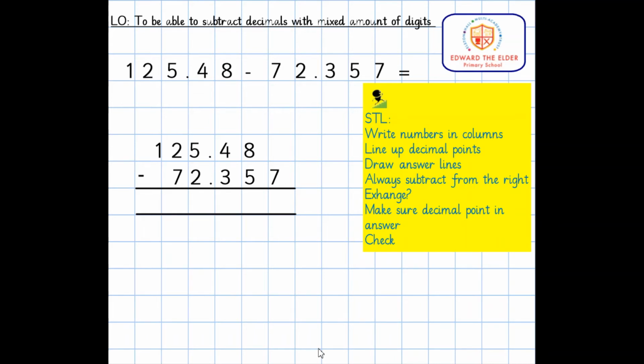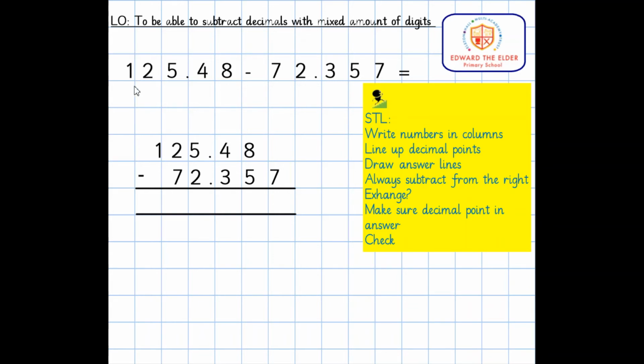Let's take a look at our learning objective: to be able to subtract decimals with mixed amount of digits. By now we should be secure with the compact method. Our methods today will focus on decimals. Remember, when subtracting, our answer will always be less than the number we started with.